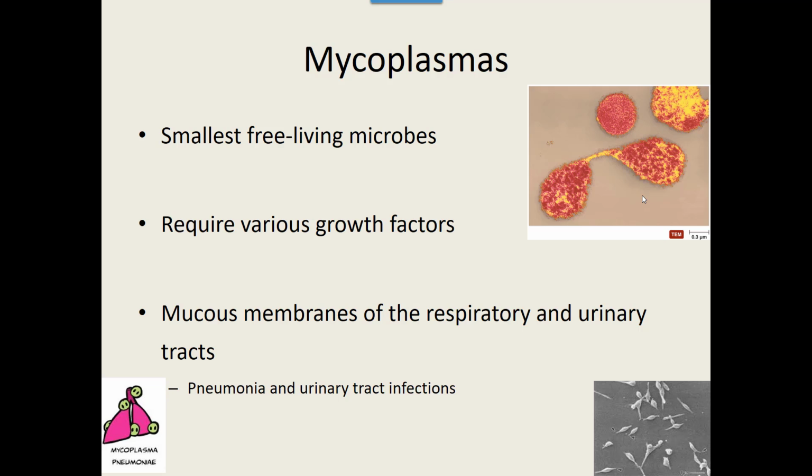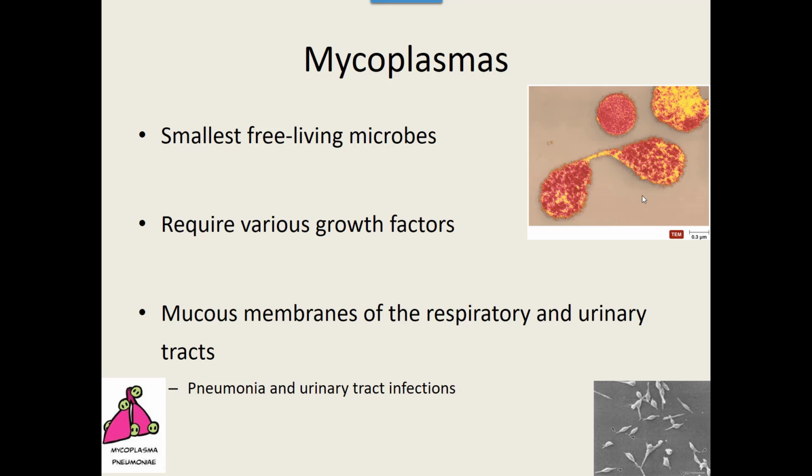Also, when we try to grow these in lab, because we can, they start to get a little picky. They usually require various growth factors, either from a host or from some type of lab media. So they're usually a little more picky for what they need to grow. Places we can find mycoplasmas, they usually like to grow and thrive in the mucous membranes of both the respiratory tract and the urinary tract. And based on where they can grow, this is where they cause problems.